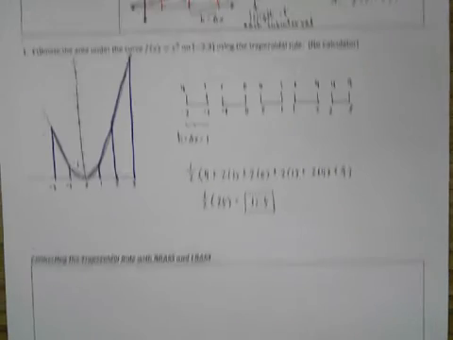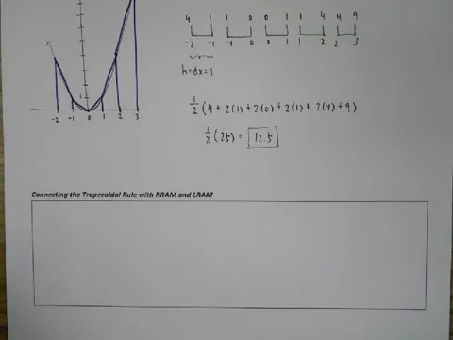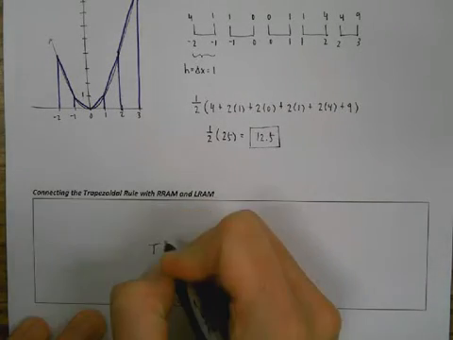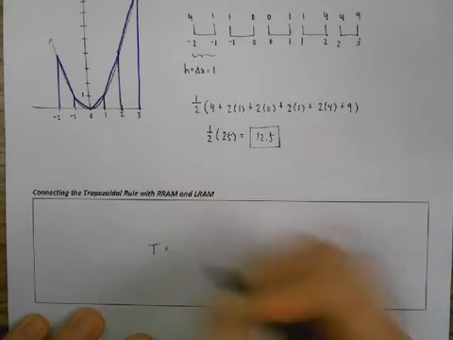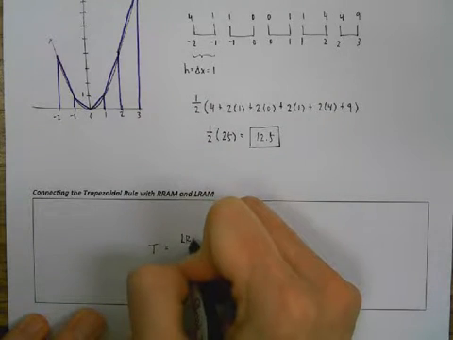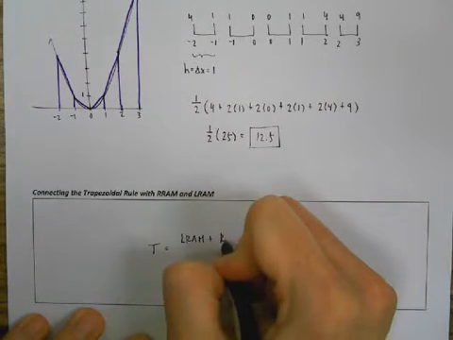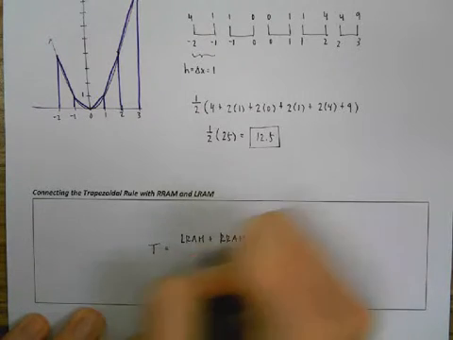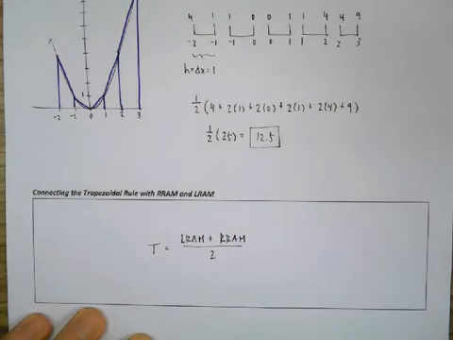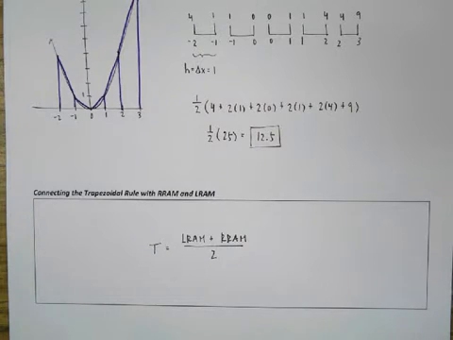So now we have something here on the bottom. It says connecting the trapezoidal rule with RRAM and LRAM. The idea here is that this trapezoidal approximation, which I'm just going to call T, is actually the average of LRAM and RRAM: LRAM plus RRAM over 2. And so let's go to our calculators and actually verify that for the example we just did.